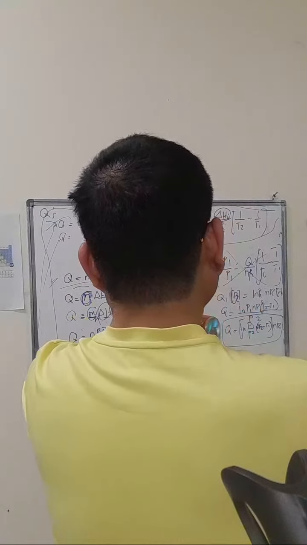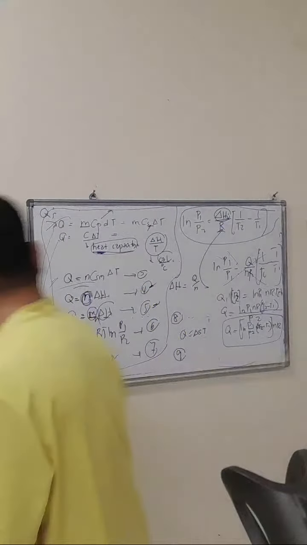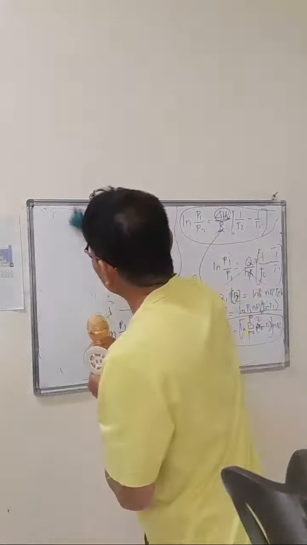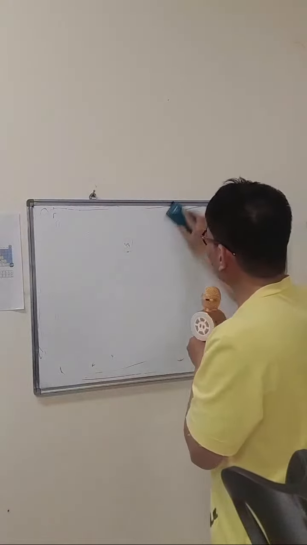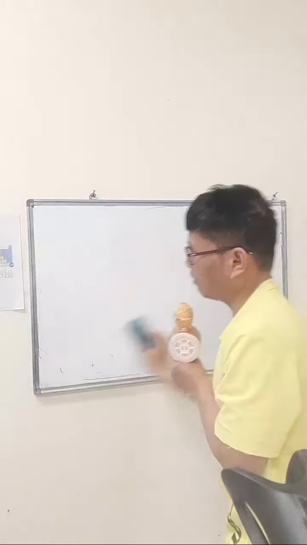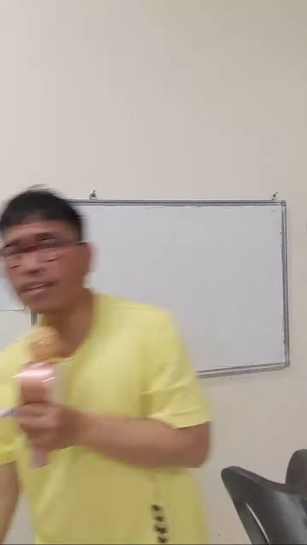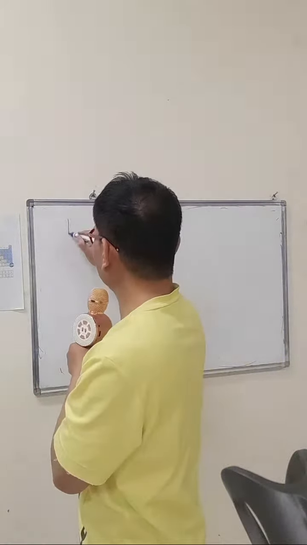For the PV and RT, we can also derive question number 11, equation of heat energy number 11, from PV and RT. How can we derive it? Okay, let's derive. So this is it, guys. This is PV equals nRT.